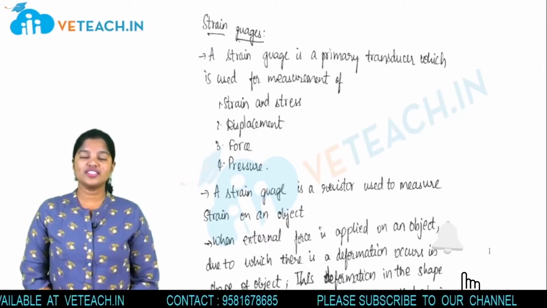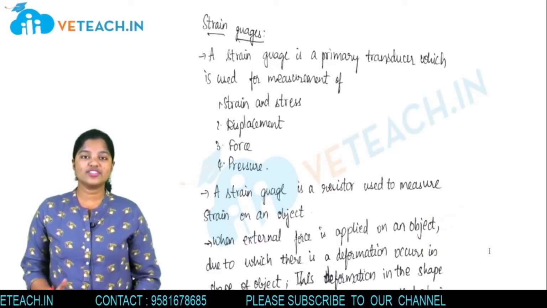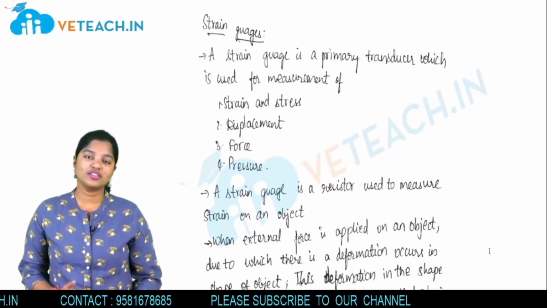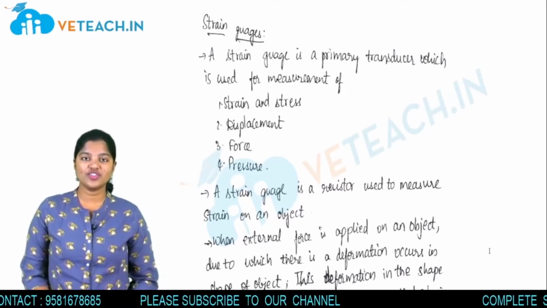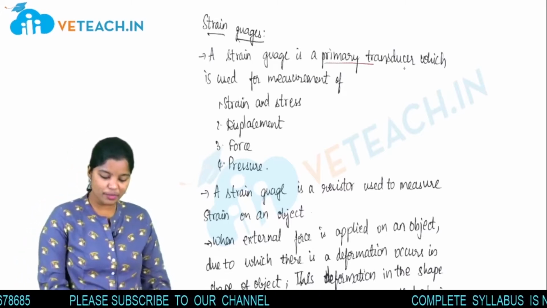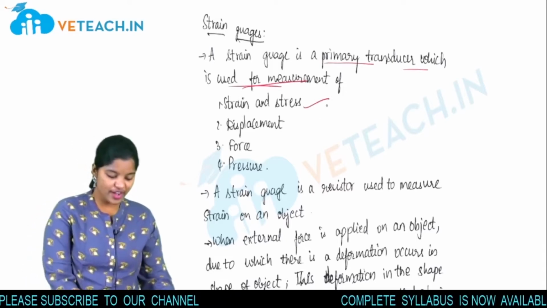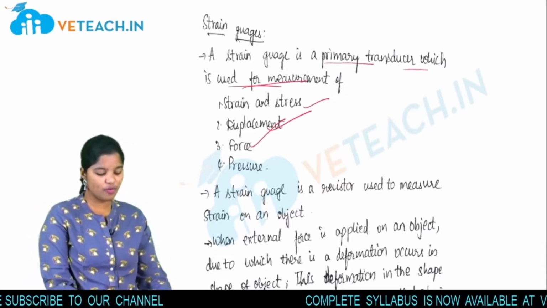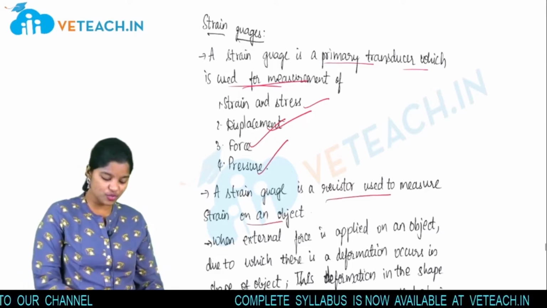What is a strain gauge? A strain gauge is nothing but a resistance whose output changes according to the force or input applied. That input may be a force, pressure, strain or stress. The strain gauge is a primary transducer used for the measurement of strain and stress, displacement, force and pressure.